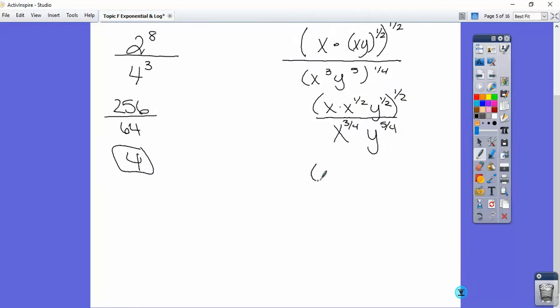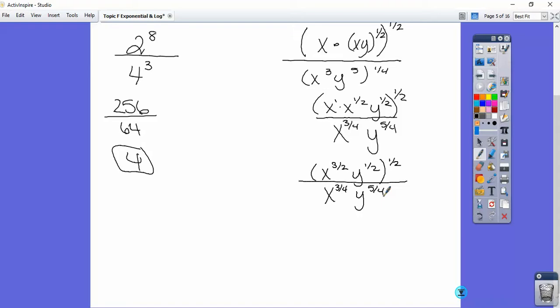Okay, if you want to keep working inside, this is the next to the first, so to multiply those you add exponents. 1 plus 1/2 is 3/2. Have I lost anybody? Let's go back to the top.